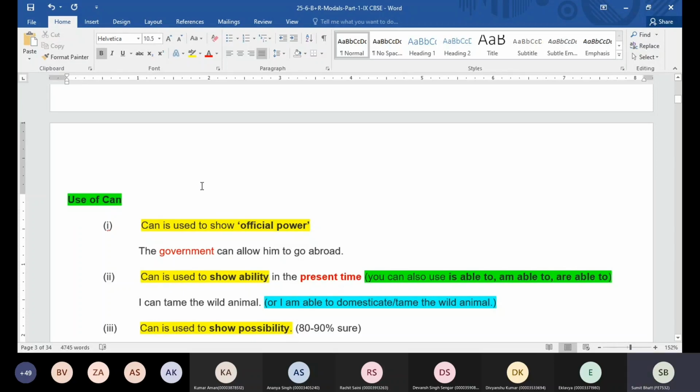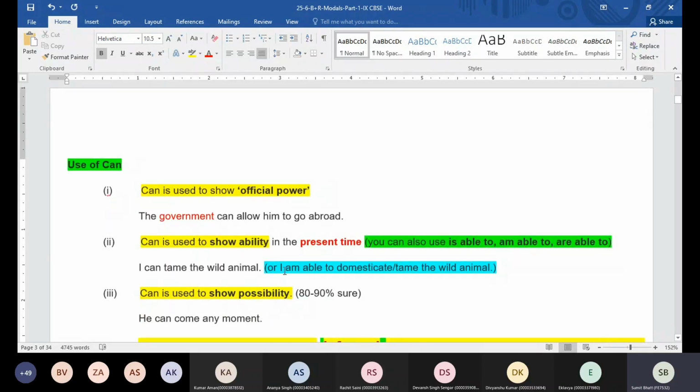Like, the government has the authority. They can allow him to go abroad. Or if you talk about who can catch a thief, the police. So we can say the police can catch any thief. And who can kill any terrorist? The army. So we can say the army can kill any terrorist. That means they have the official power to perform these actions. So that's the first use of can, guys.